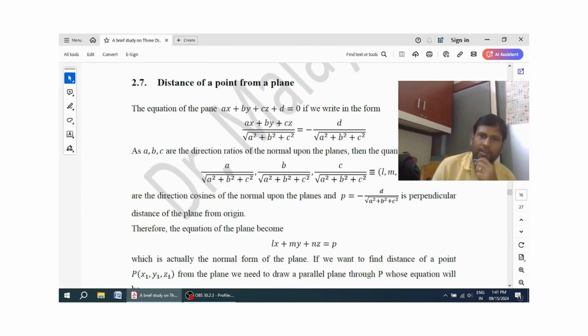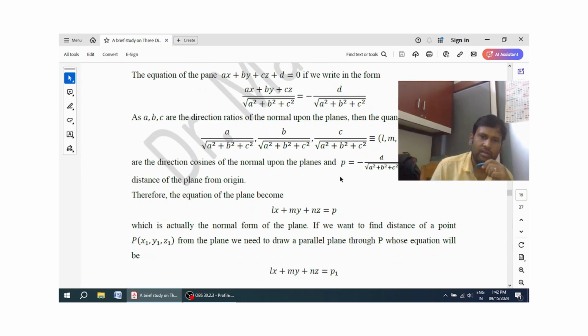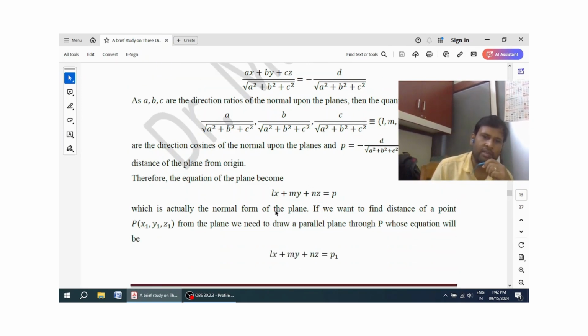Distance of a point from a plane. This is the distance of a plane from the origin, this formula. If we write a plane in normal form, then this p will be the distance of the plane from a point.